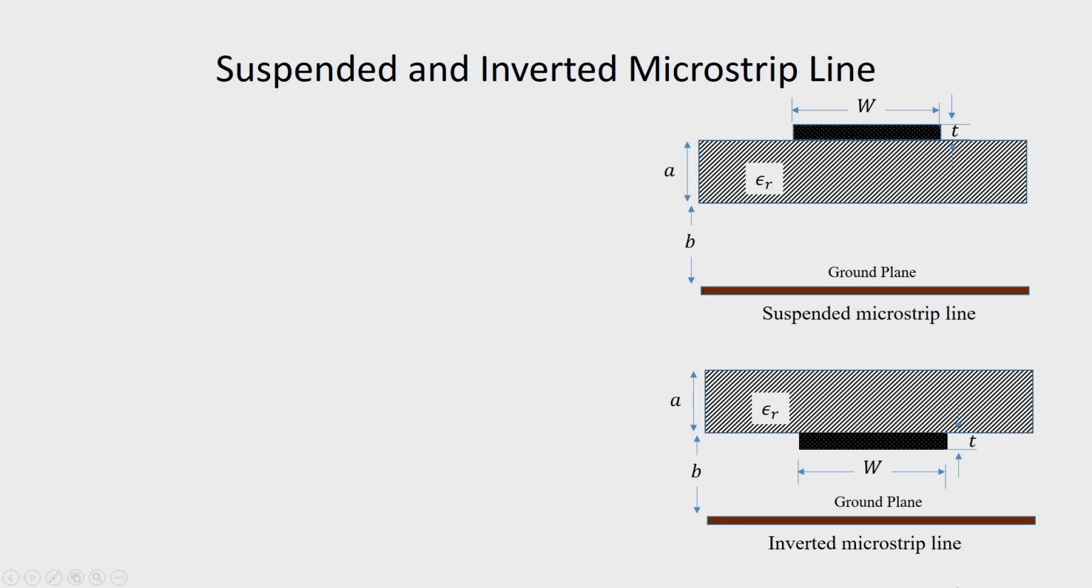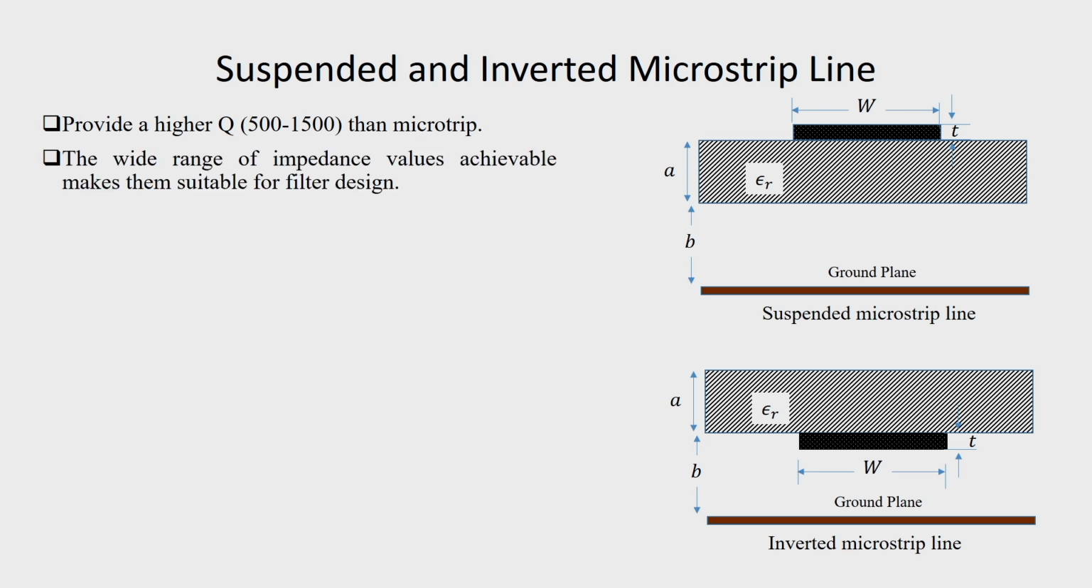Inverted microstrip line has a ground plane on top of the strip, while from the strip to the ground plane we have air in between. This type of configuration is used because it provides higher Q than microstrip. So, when we have a requirement of higher Q, we can go for this type of configuration.